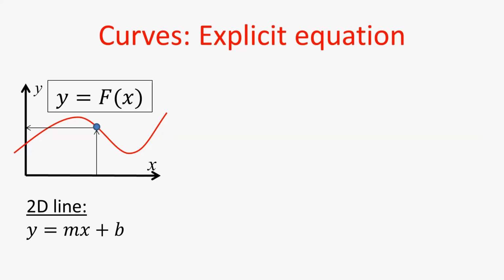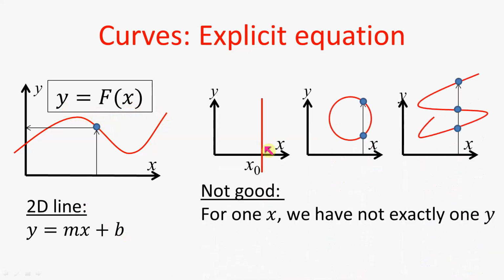The serious limitation is that it assumes, as functions usually do, that for a single x in the domain of the function, we have exactly one y value. This is not the case in many practical curves. For example, with this equation we cannot express a vertical line, because in this case for almost all x values there is no y value, but when x is equal to x0 we have infinitely many y values that belong to the same x.